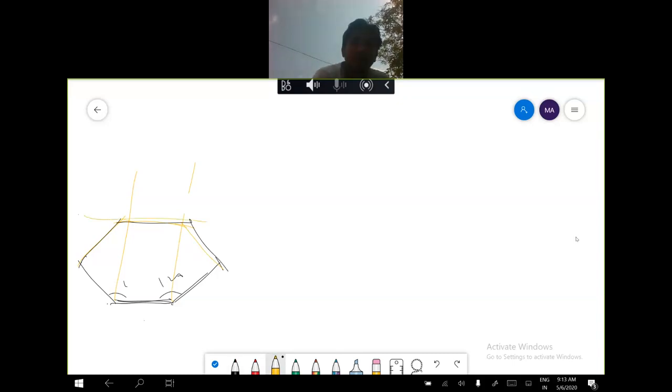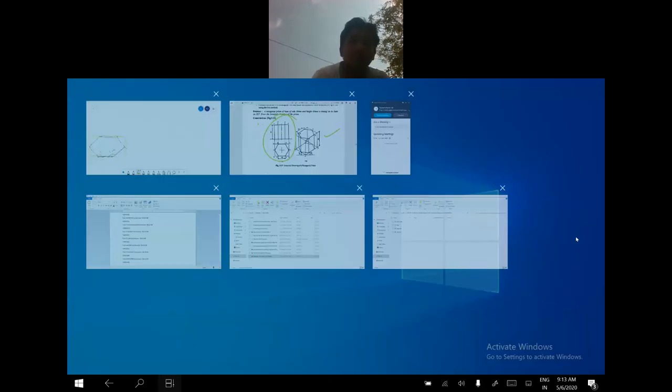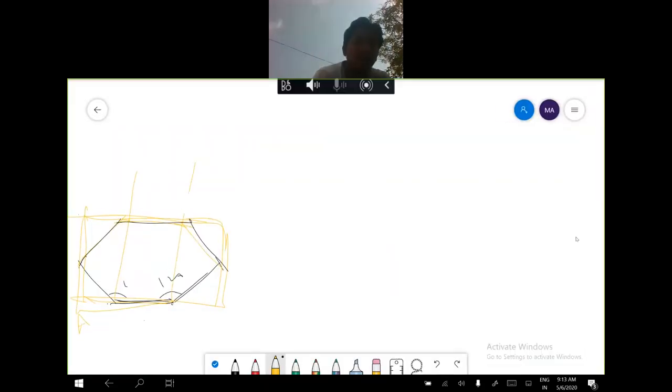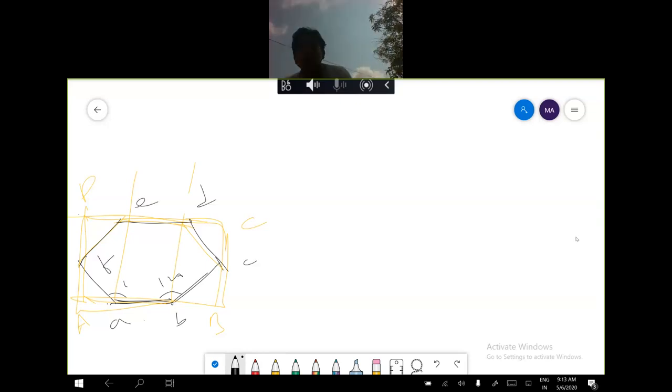I am inserting this one into one rectangle. That is A, B, C, D. The hexagon is A, B, C, D, E, F. Understand? A, B, C, D, E, F is the hexagon, and capital A, B, C, D is the rectangle which was inserted.